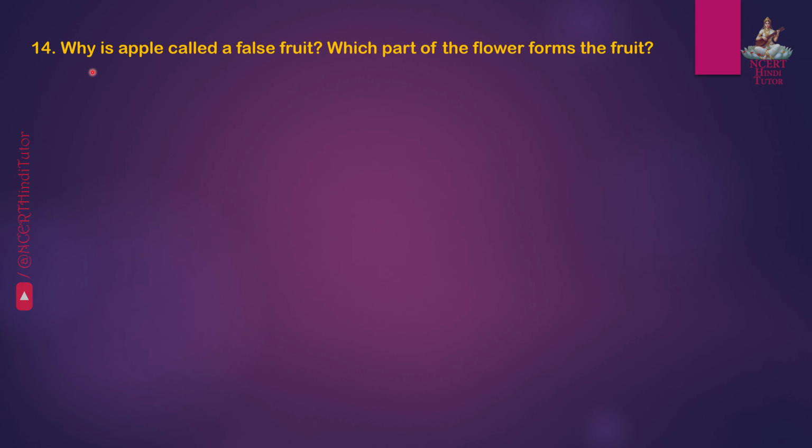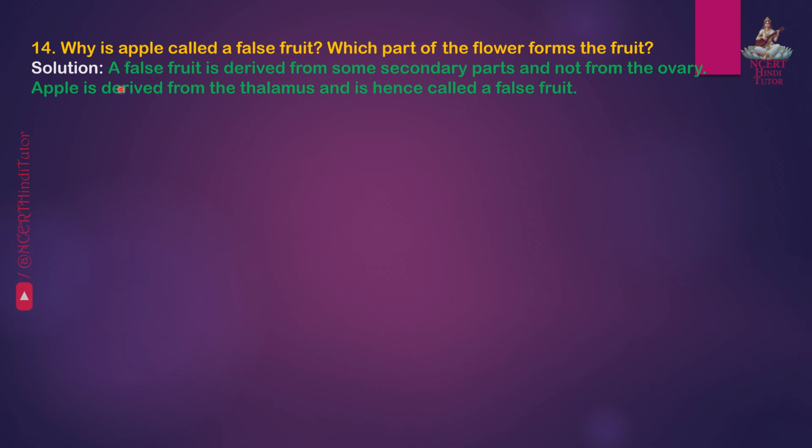Question 14. Why is apple called a false fruit? Which part of the flower forms the fruit? Answer. A false fruit is derived from some secondary parts and not from the ovary. Apple is derived from the thalamus and is hence called a false fruit.